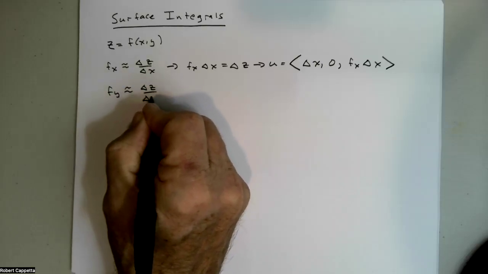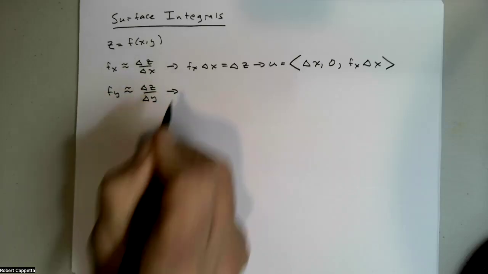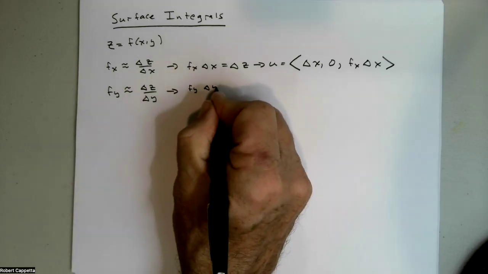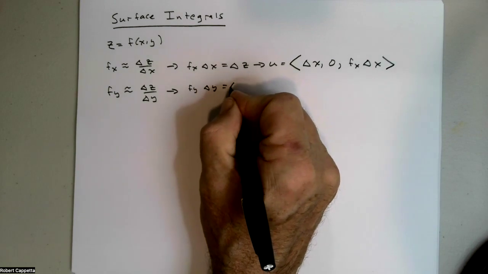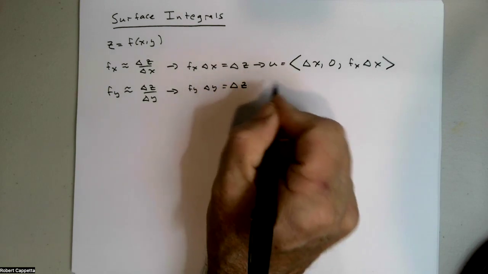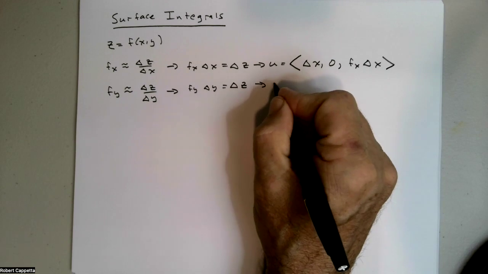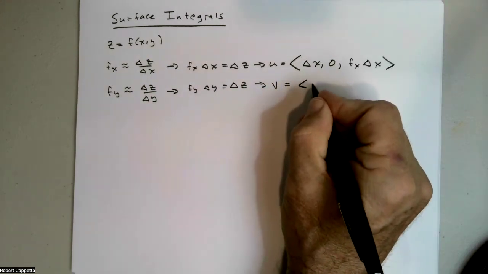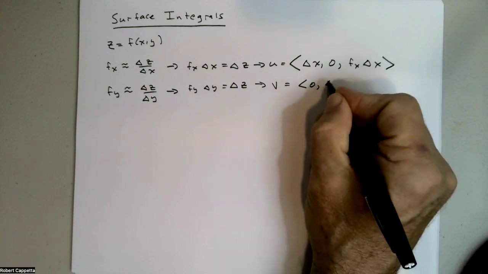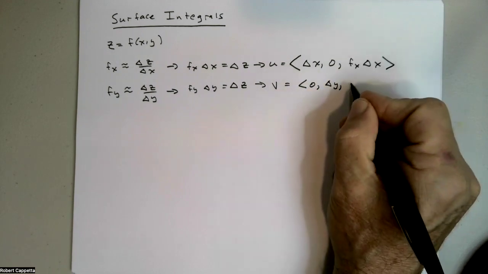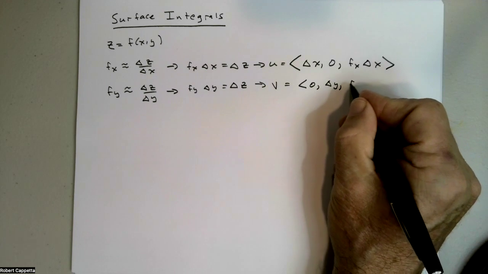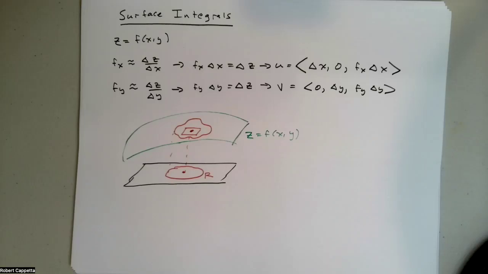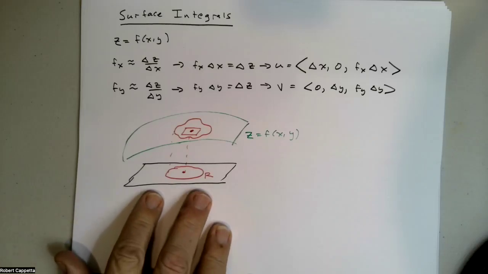Change in z over change in y holding x constant. So f sub y times change in y will equal change in z in that direction, which will then tell me that a second vector in that tangent plane would be what? No change in x this time. Change in y is here, and then the change in z is going to be f sub y times the change in y.